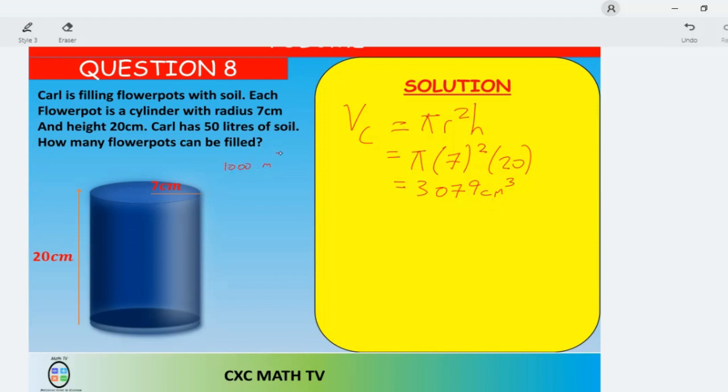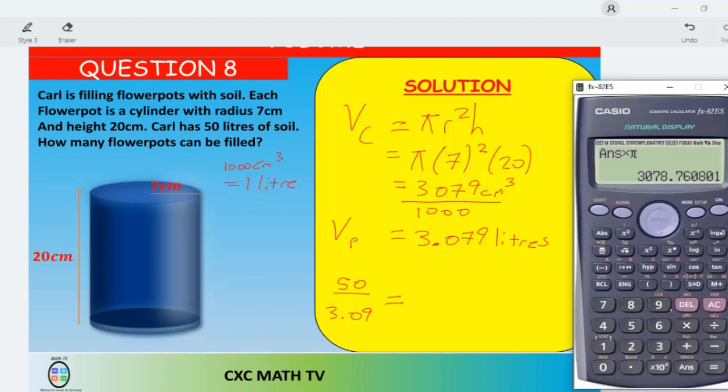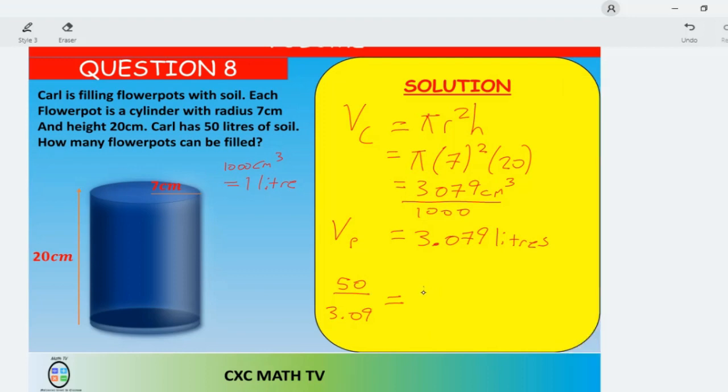Now, what do we know? We know that 1,000 centimeters cubed is equal to 1 liter. If we divide this by 1,000, we get 3.079 liters. Now that's the volume of the flower pot, right? But Carl has 50 liters. So now we divide 50 by the 3.079. So 50 divided by our answer, and we get 16.24. We're going to say how many flower pots can be filled? 16 can be filled. That's our answer. 16. Nice. That's it. Easy.